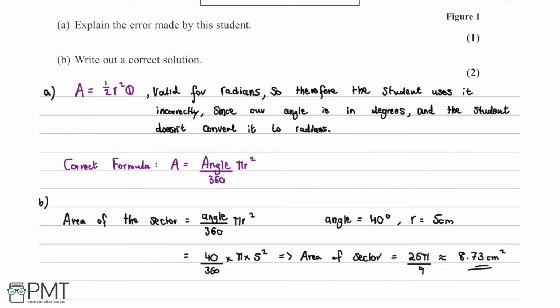So now we'll take a look and see where we gained our marks in this question. So part A, where we had to explain the error made by the student, is worth 1 mark, and we received 1 mark for having 1 correct point of explanation as to why the student was wrong. And then for part B of the question, it was worth 2 marks, and we received our first mark for substituting our values here into our correct formula. So this is where we receive our first mark, and then we receive our second mark for coming to the correct conclusion. So putting them into our calculator and then coming out that the area is equal to 8.73 centimetres squared, or 25 pi over 9. And either of these answers would have been acceptable.